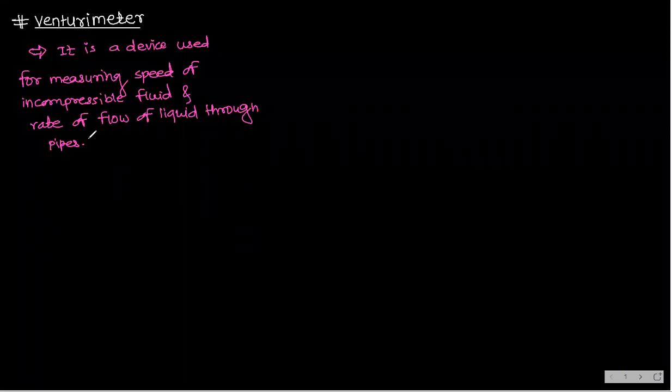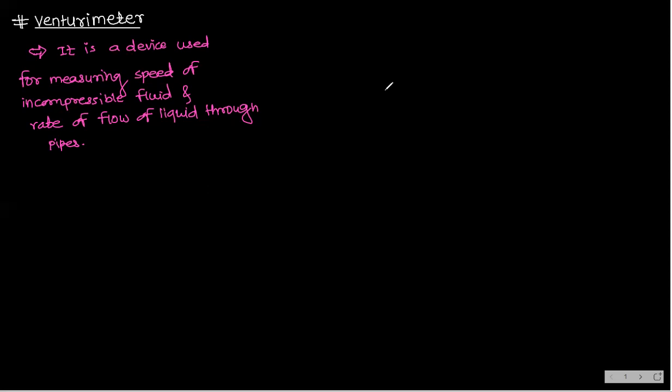So see, if from one pipe liquid is flowing and you want to measure the speed of that liquid, then we should use Venturi meter. Okay, what is the case? The Venturi meter is used to measure the speed of liquid through pipe.